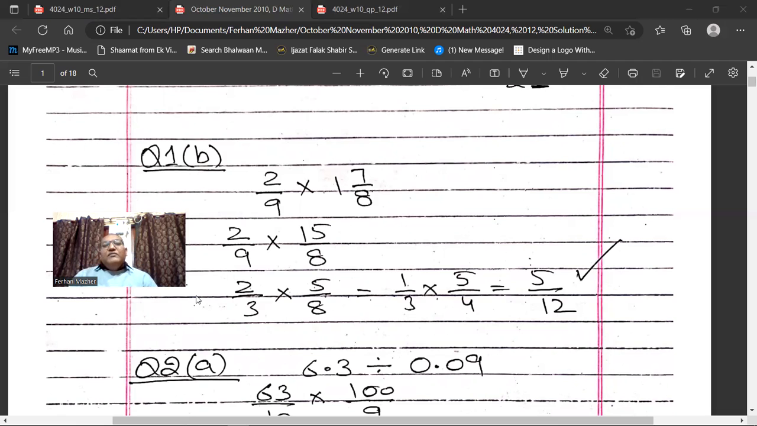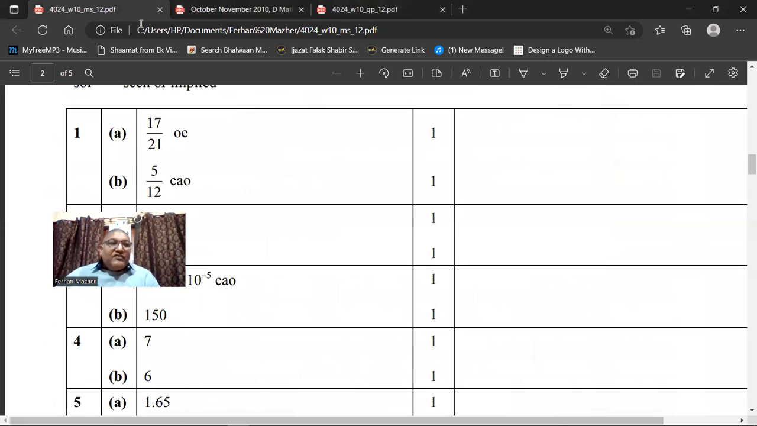So that will be, 15 and 9 can be cancelled with the table of 3. So you will have 2 by 3 multiply 5 by 8. So 2 and 8 will be cancelled. So you get 1 by 3 multiply 5 by 4. So you get 5 by 12. So my answer is 5 by 12. 5 by 12 is the right answer, sir.